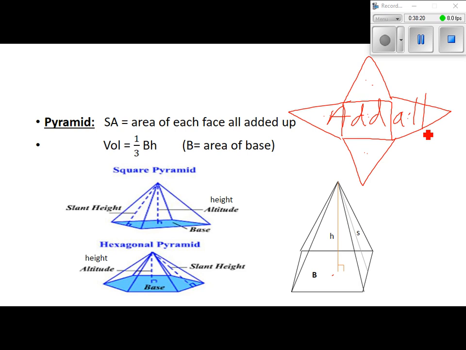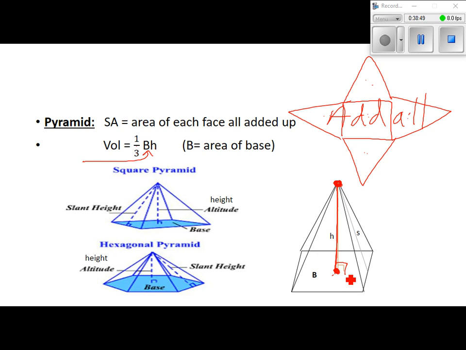To find the volume, it's going to be 1 divided by 3 times big B, and we're going to talk about that here in a second, times the height. And again, the height, I'm up here at the top of this pyramid, and I drop a rope down to the base of the pyramid, that's the height.